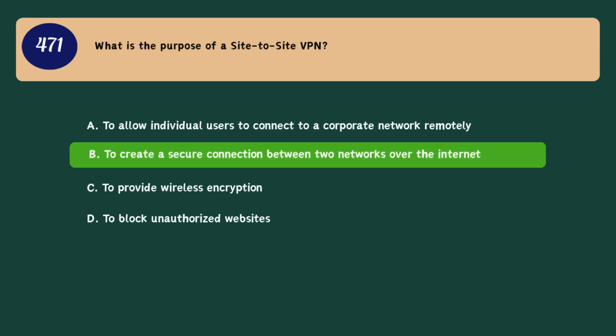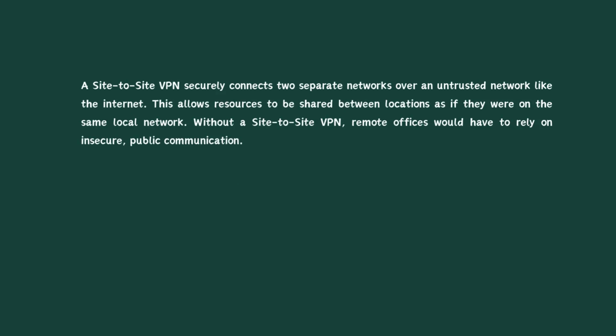Correct answer. B. To create a secure connection between two networks over the Internet. A site-to-site VPN securely connects two separate networks over an untrusted network like the Internet. This allows resources to be shared between locations as if they were on the same local network. Without a site-to-site VPN, remote offices would have to rely on insecure public communication.